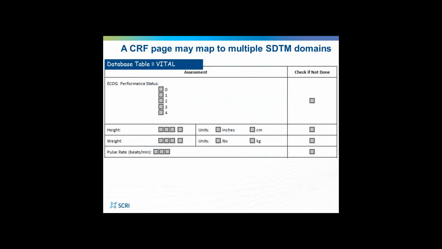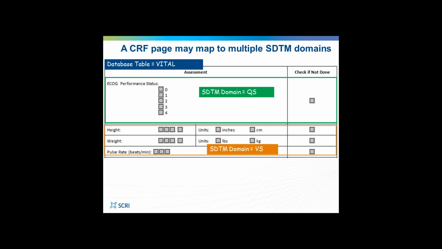On top of that, another challenge that you may have is a CRF page may map to multiple SDTM domains. So for example, on the vital signs page, although in your database you may have just one table called vital, the ECOG performance status you will have to map to the questionnaire domain, QS. While the latter half of the CRF page, these are all vital signs, so you map it to the VS domain.